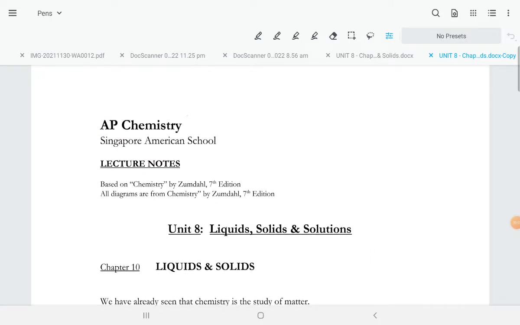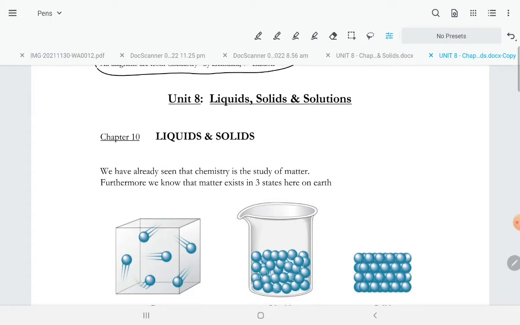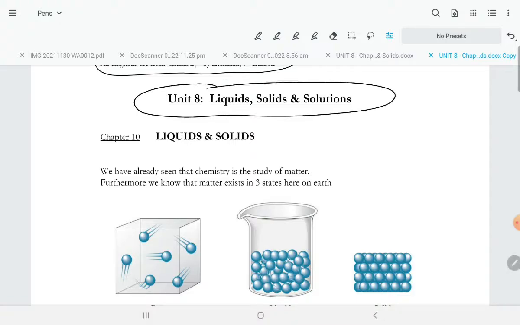Today we are starting AP Chemistry for the Singapore American School students, based on the Chemistry textbook, seventh edition. All diagrams are from that seventh edition. So, students, what chapter are you going to study? That is Unit 8, liquid, solid, solution.